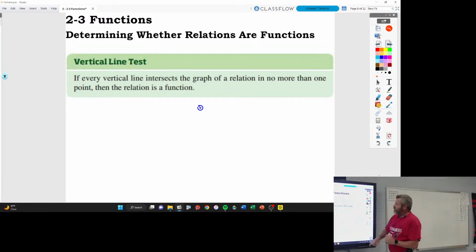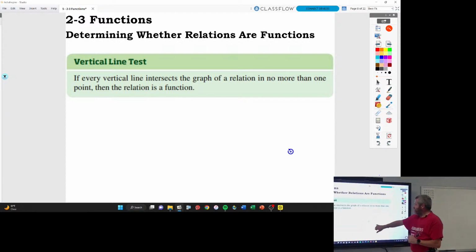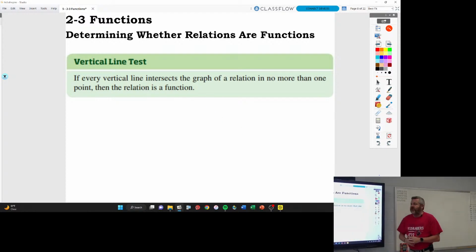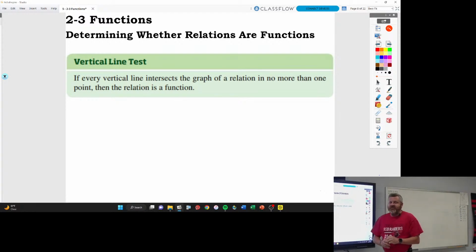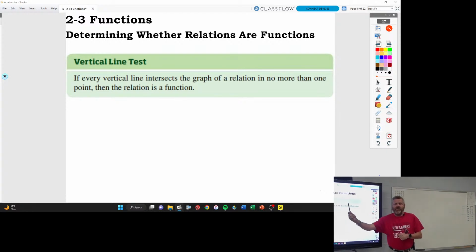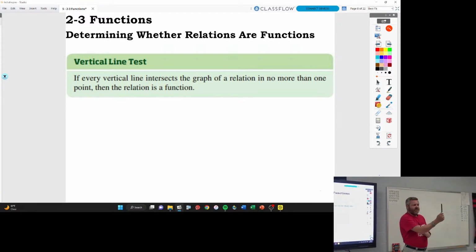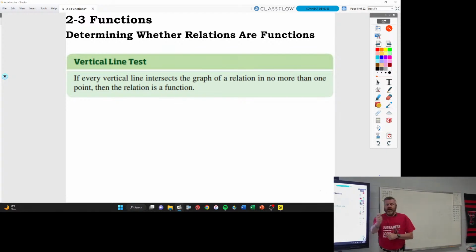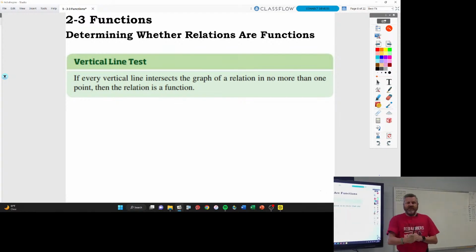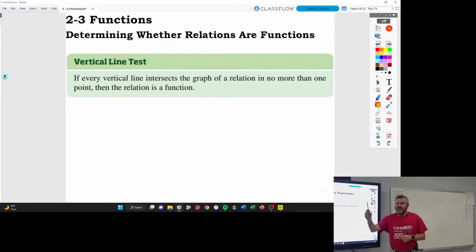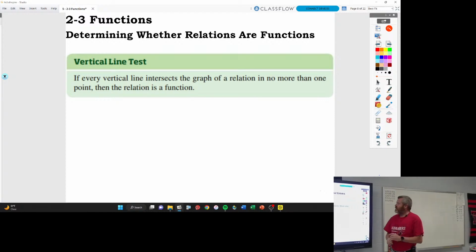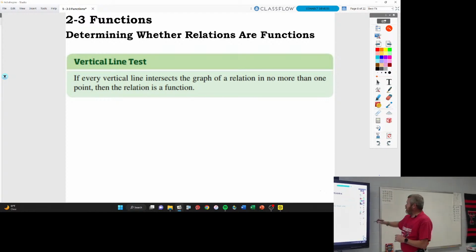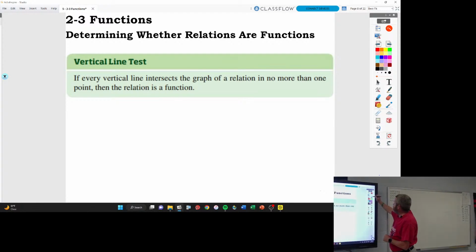Vertical line test. Vertical line test is used on a graph to determine if it's a function or not. The vertical line test is if I take a vertical line and cross it across a graph, if that vertical line only touches the graph one time in any place, then it is in fact a function. If at any time going across the graph it touches more than once, it is not a function. And we'll look at some examples of those in just a moment.